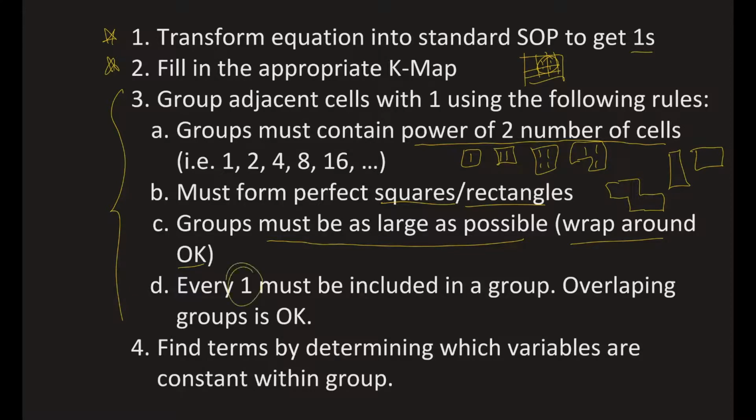By the end, every single one must be included in some group, and it's actually okay if a 1 is in more than one group. And using those groups, we're going to be able to determine what the simplest possible equation is. So you're really confused now, right? That's kind of the goal, going through these by themselves in the abstract. I know you're confused. It's not that bad.